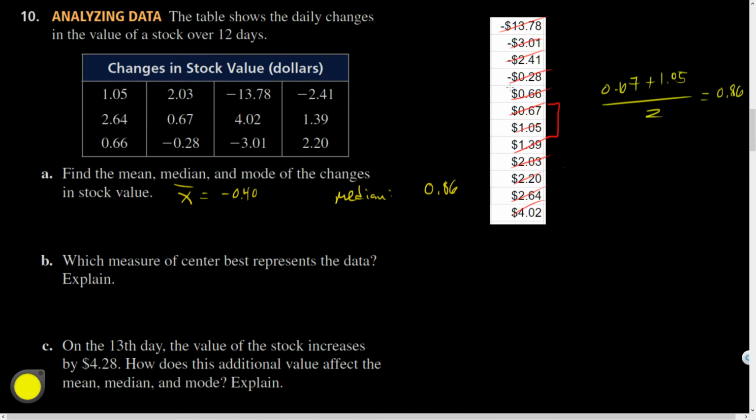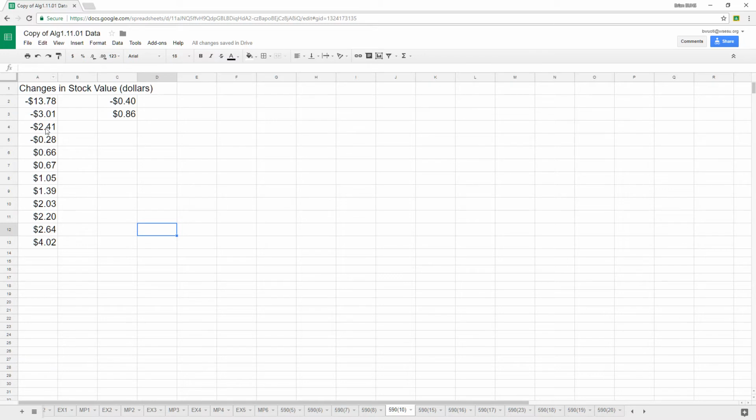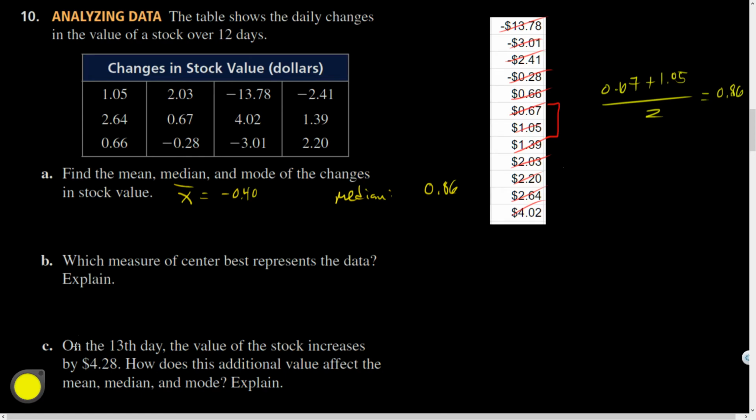Nope. It's easy to spot a mode when it's sorted data as well, because there would be 2 numbers that are the same right next to each other, or more, right? If it could occur 3 or 4 or 5 times. So this looks like no mode as well. So no mode. Which measure of center best represents the data?